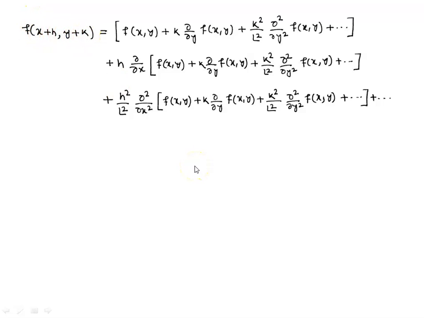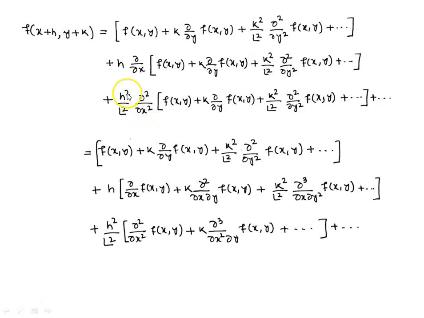Now let us simplify this. We have written the first term as it is. In the second term, we have operated the partial derivative del by del x inside the bracket. So in the first term of the second bracket, we have del by del x of f(x,y). Here it is del by del x of f(x,y). Similarly, operating del by del x on del by del y, we have k into del square divided by del x del y of f(x,y).